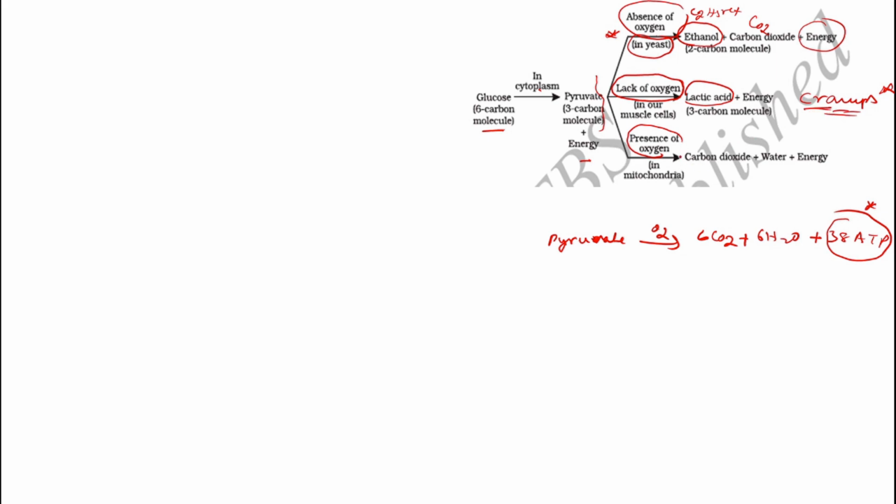Okay, so next is presence of oxygen. It will take place in the mitochondria. These are all very, very important. This is in our muscle cells, and this is in yeast. If the reaction takes place in yeast, you will get ethanol. If oxygen is less during this process, you will get lactic acid, and if oxygen is sufficient, you will get carbon dioxide plus water plus energy. So this is very important. You may get questions on this.